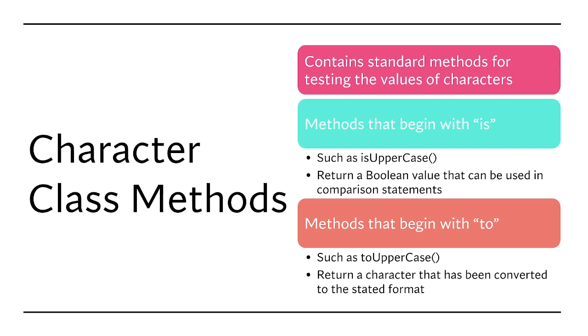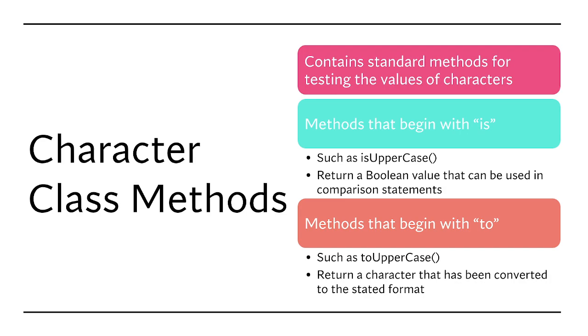The Character class contains standard methods for testing the values of characters. Those methods begin with "is." They return Boolean values, and it's things like, is it uppercase, is it lowercase, is it white space? Another method might begin with "to." This returns a character that's been converted to the stated format. For example, toUpperCase changes characters to uppercase. toLowerCase changes uppercase characters to lowercase, right?